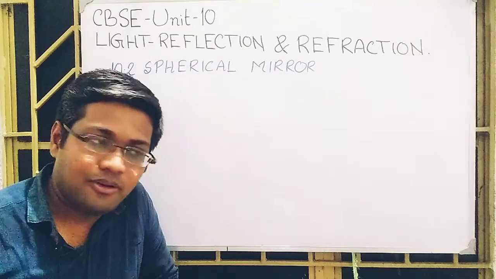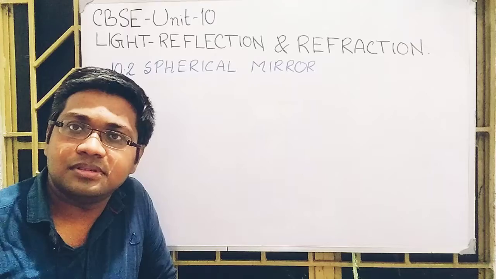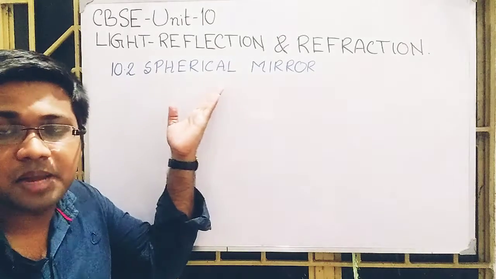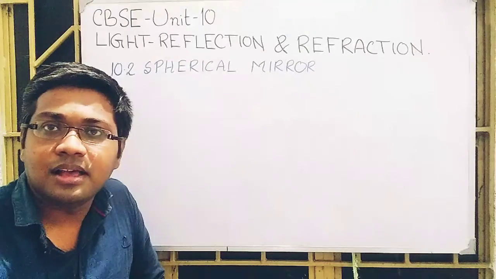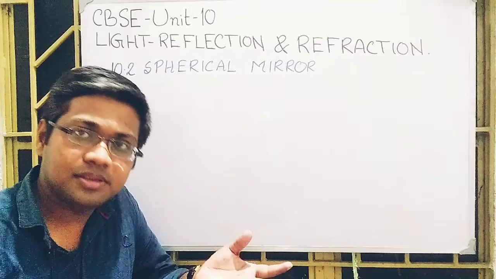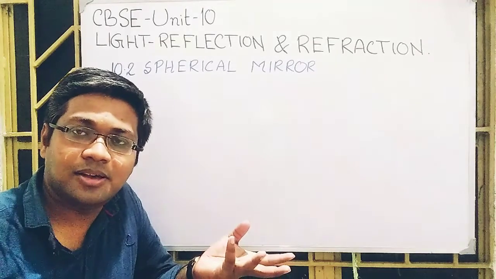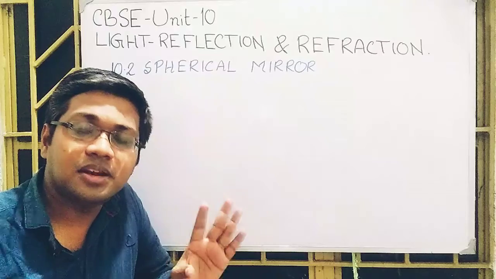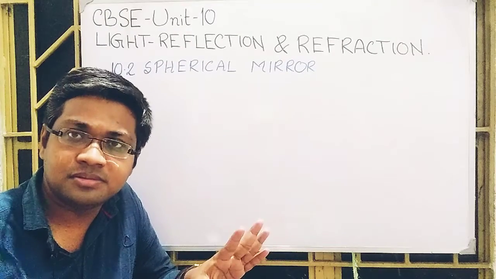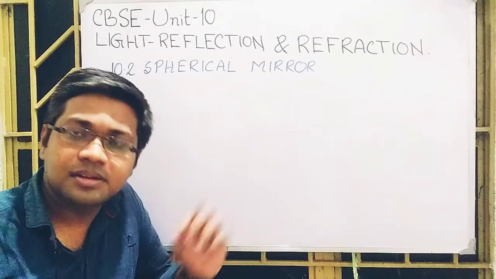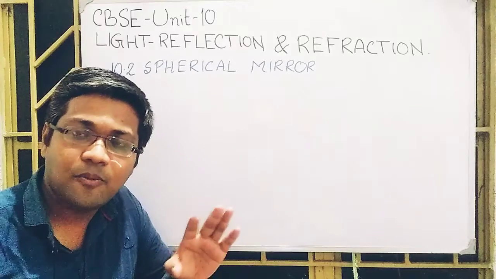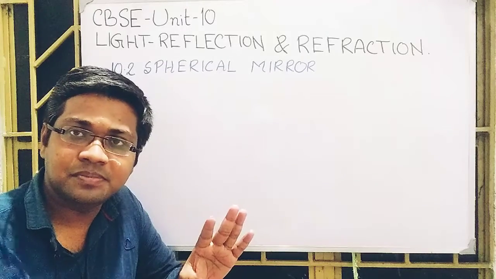I think all of you are following the NCERT books, and now we are on the second page and we are now discussing the topic 10.2, that is the spherical mirror. And from the previous classes, we know that mirrors are of two types, plane mirror and the curved mirror. Spherical mirror is one type of curved mirror. It follows the spherical symmetry.